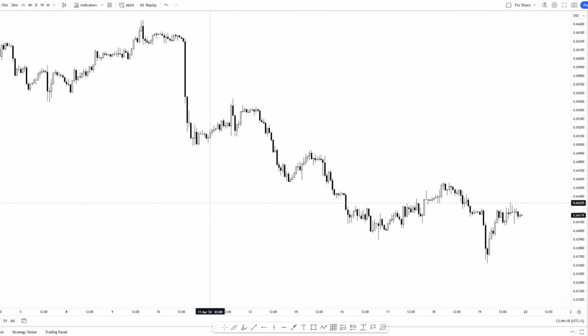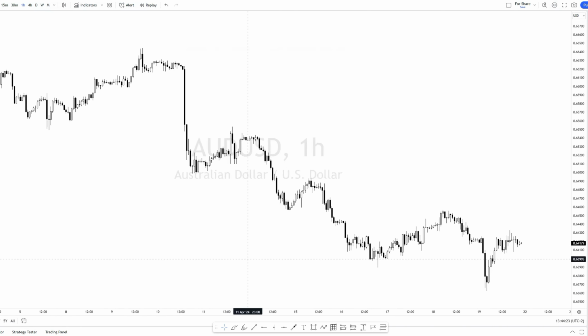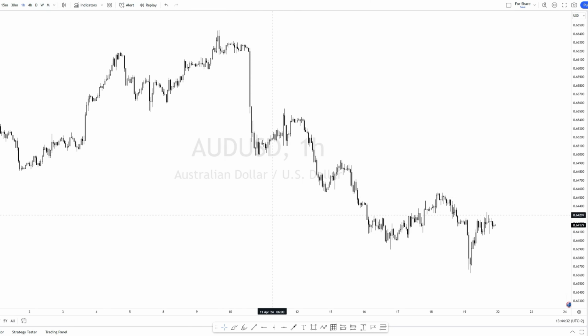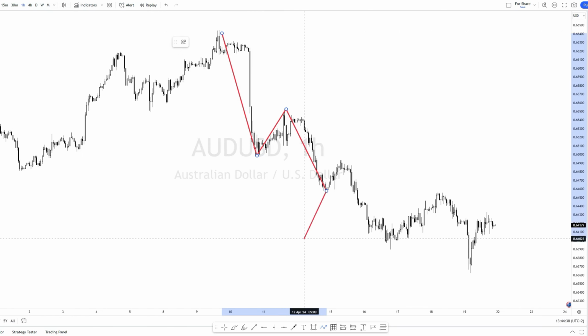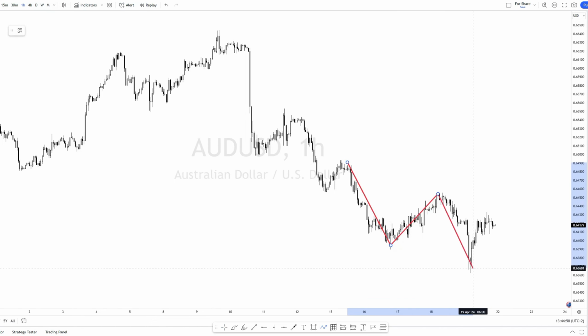This is AUD USD. There is no watermark here so you can see. This is hourly AUD USD, and let's take a look. Where is the ABCD? Here, A, B, C, D, correct? Here, and then this is a lower high. Why? Because it is lower than the last high. Now let's see another ABCD, A, B, C, D, okay, and another one like here, A, B, C, D.